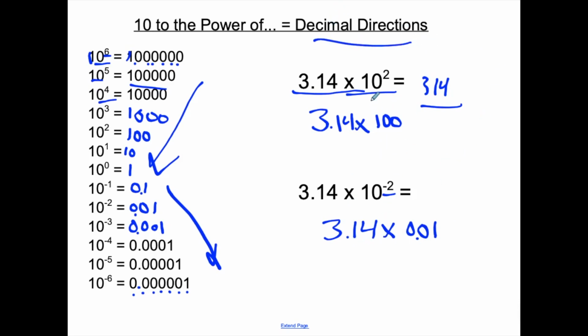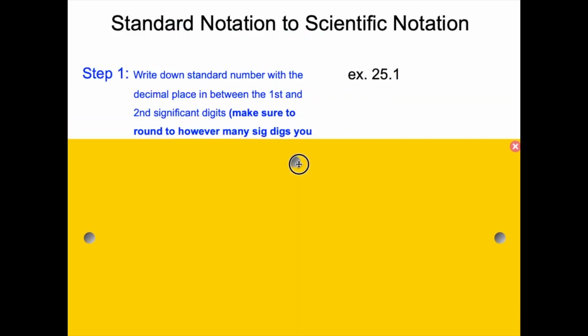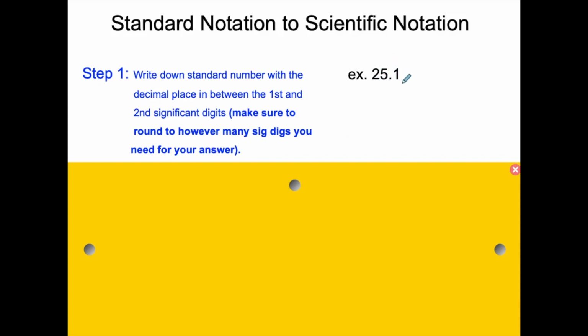So what does this mean? It looks like times 100 was easy, but what do we do for this one? Well, let me show you. Decimal directions in perfect color-coordinated scientific notation or standard notation to scientific notation fashion in blue. So here's my example, 25.1. Step 1. Write down the standard number, this one, with the decimal place between the first and second significant digits. Now, in this case, if you need to make sure that you have a specific number of significant digits for your answer to follow the rule, then you would do that. I'm not doing that right now. So I'm going to rewrite the standard number, 25.1, this way: 2.51.